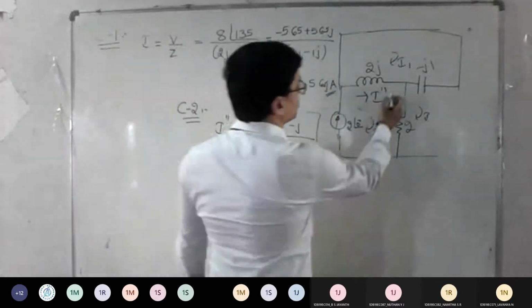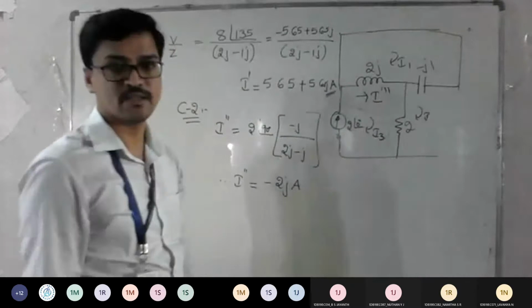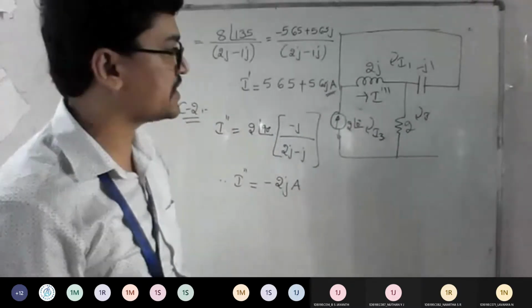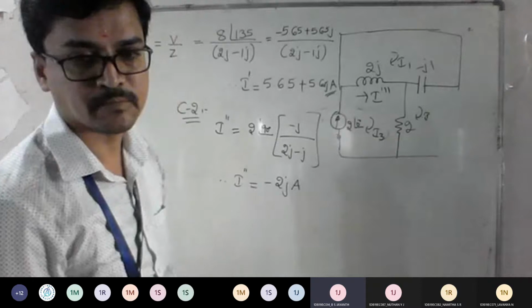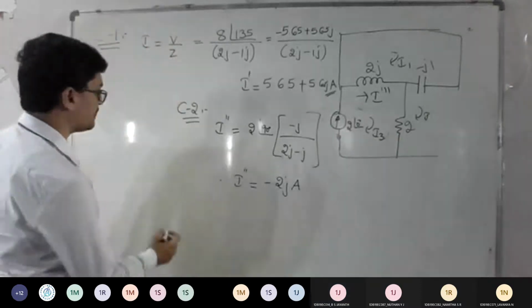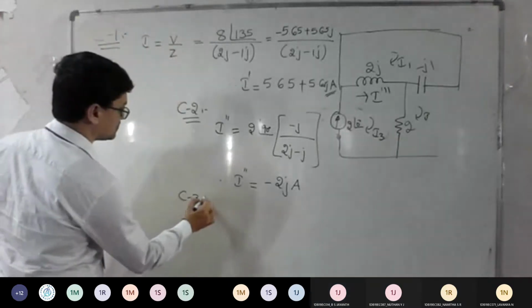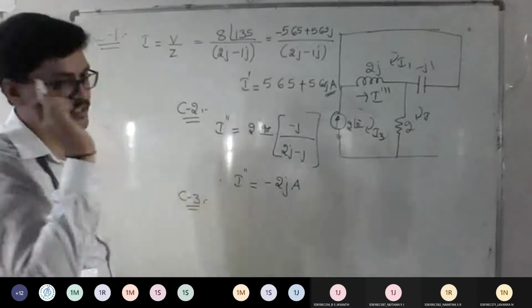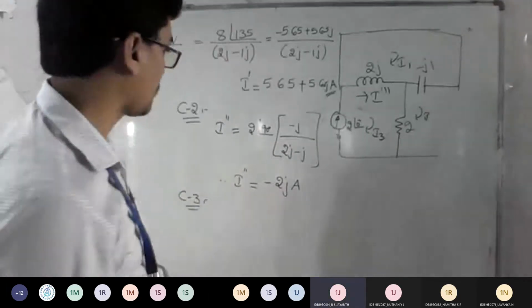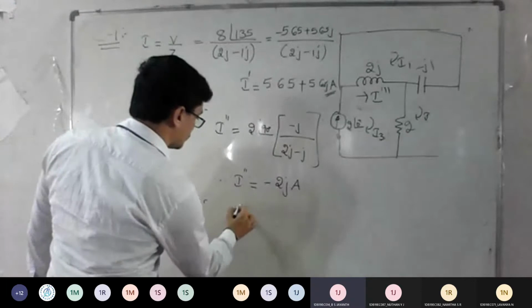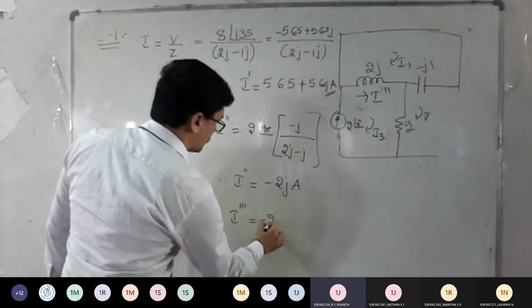So I want I triple dash. Again, can I apply my branch current rule here? Yes, sir. The same logic applies for case 3 also. Case 3: 2 amperes, sir. So you will get minus 2 amperes. Minus 2 amps.